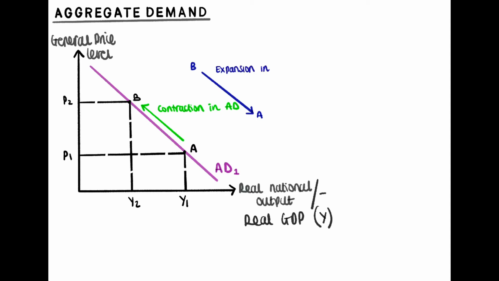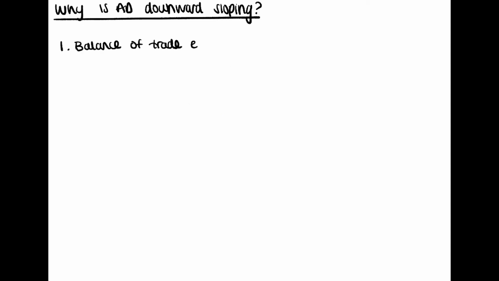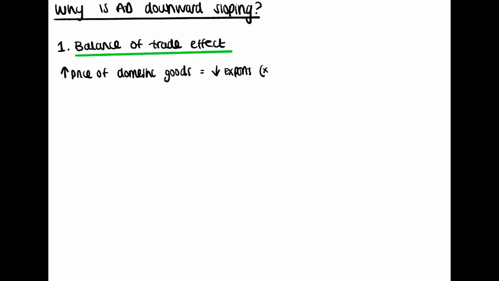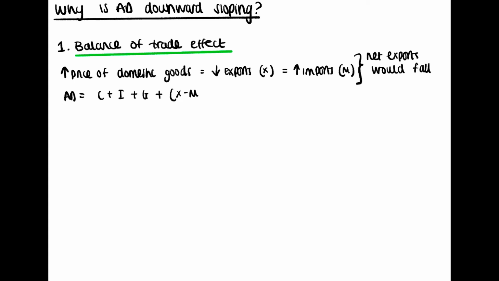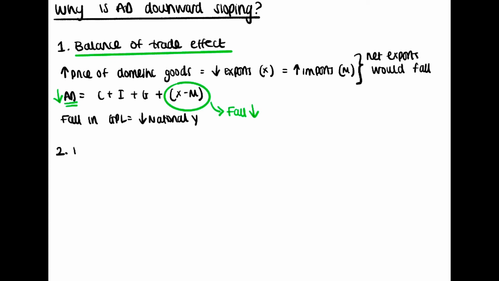Let's take a look at why the aggregate demand curve is downward sloping. The first reason is called the balance of trade effect. So imagine if the price of domestic goods increased. This would make foreign goods more attractive to purchase, causing a fall in exports and a rise in imports, and as a result, aggregate demand would fall. This is shown on the previous graph. We can see that once we move from point A to B, due to the price increase, national income actually falls.